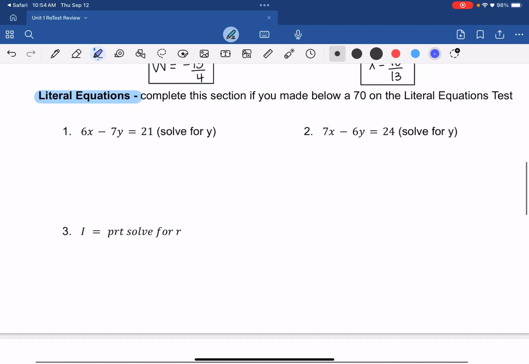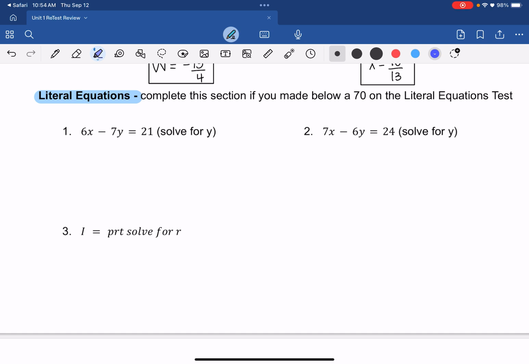All right, if you're watching this video, it is the literal equations part of the retest review, okay? With literal equations, guys, you're not going to get a value. It's not going to be S equals this or Y equals this. It's going to be an equation, okay? It's going to be a rewritten equation.